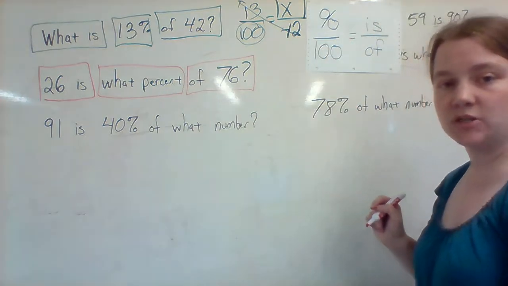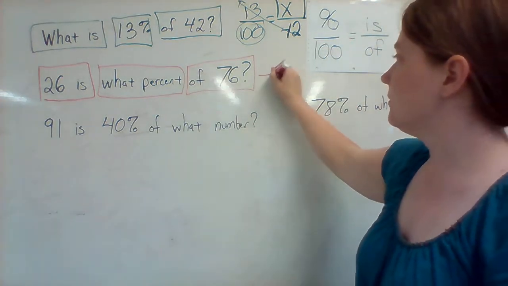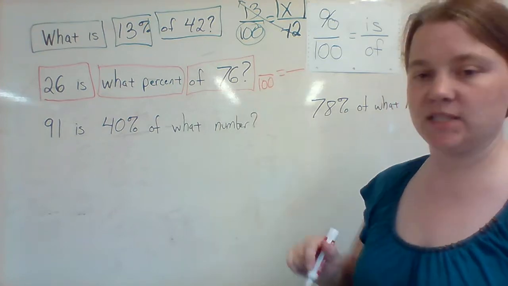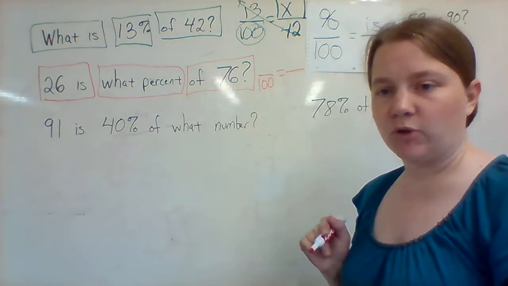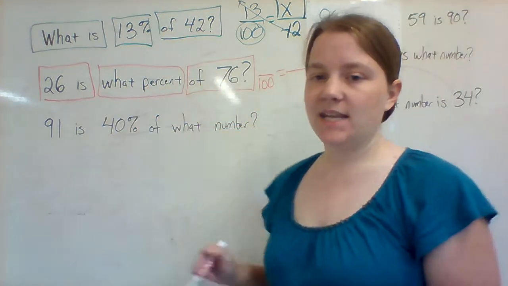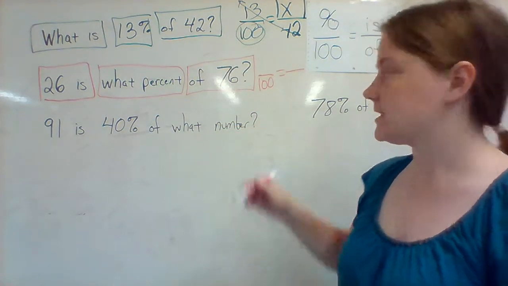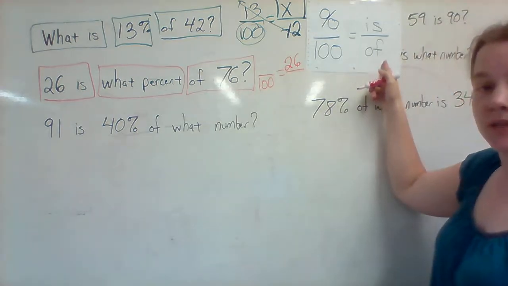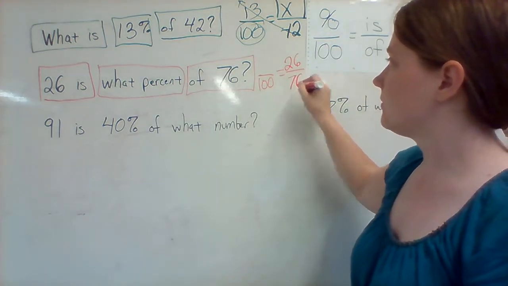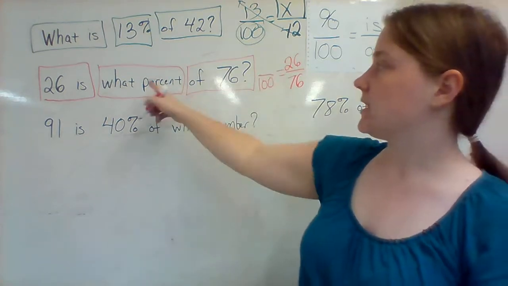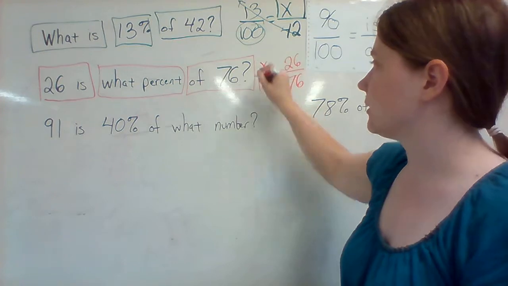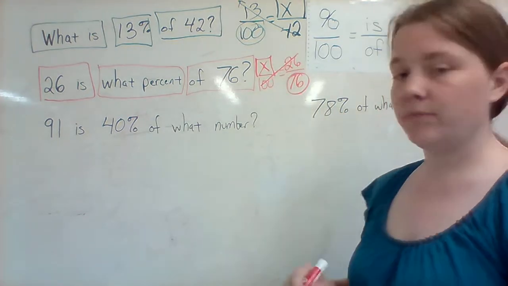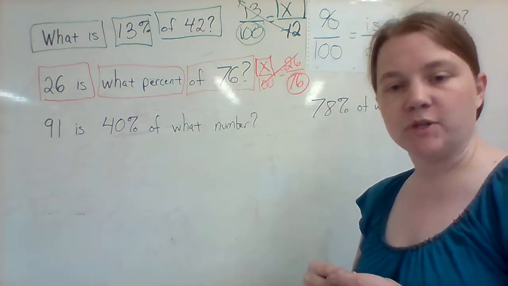Now we're going to look back at percent over 100 equals is over of. That 100 is always down there. It never changes. But you're going to see that our blank spot is going to be somewhere else now. We have 26 is, so 26 is going to go in the is spot. We have of 76, so 76 is going to go in the of spot. We don't have anything in the percent because it says what percent, so we're going to put our x there. Whatever goes in this box when we cross multiply and divide is going to be our answer. But we're not going to cross multiply and divide, to save some time.